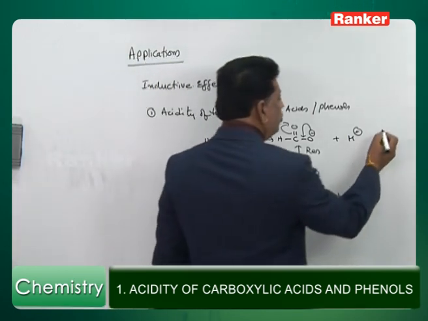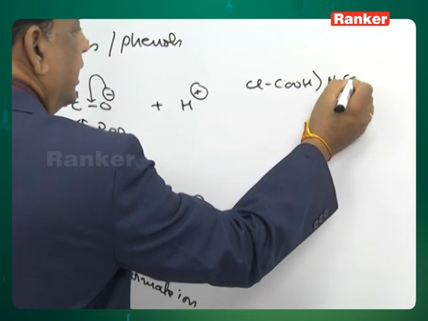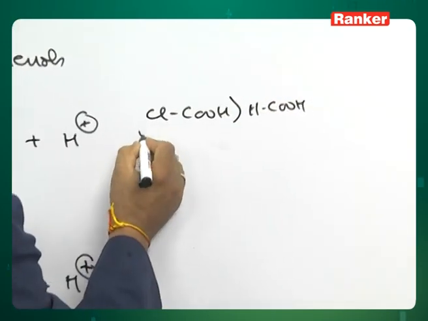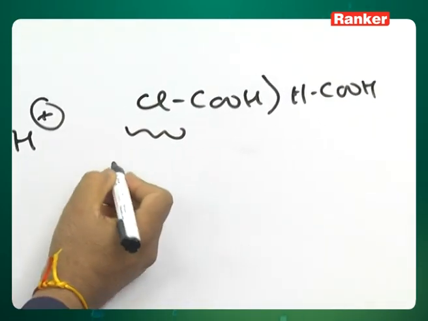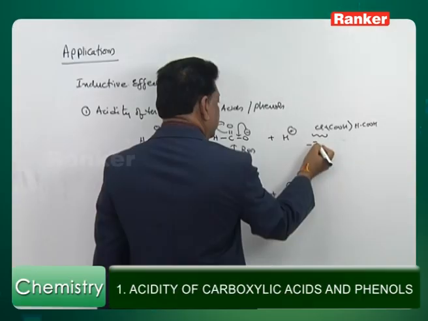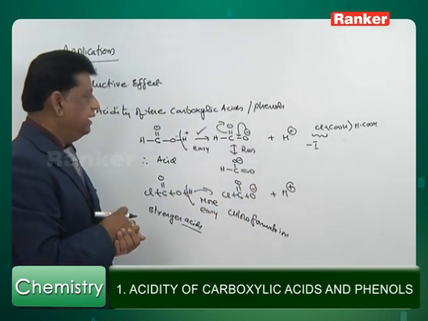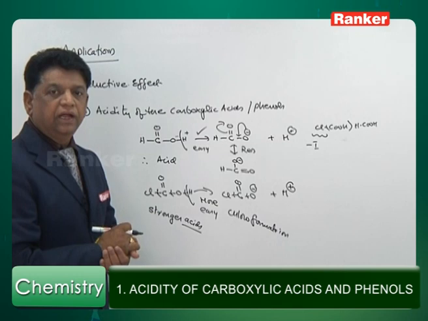Chloroformic acid is a stronger acid than formic acid. Explain the reason: this chlorine shows an inductive effect, and it is withdrawing, isn't it? The inductive effect is classified into two types. The withdrawing effect is called the -I effect, and the donating effect is called the +I effect.